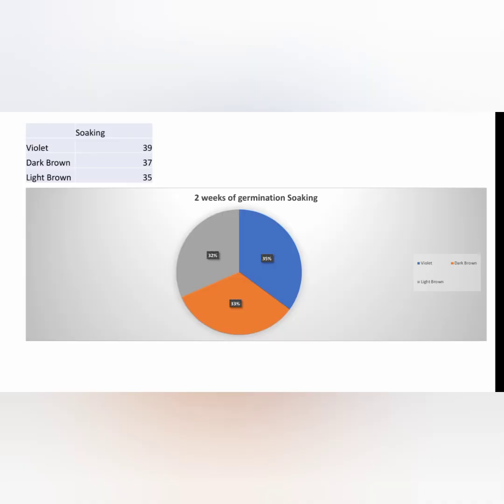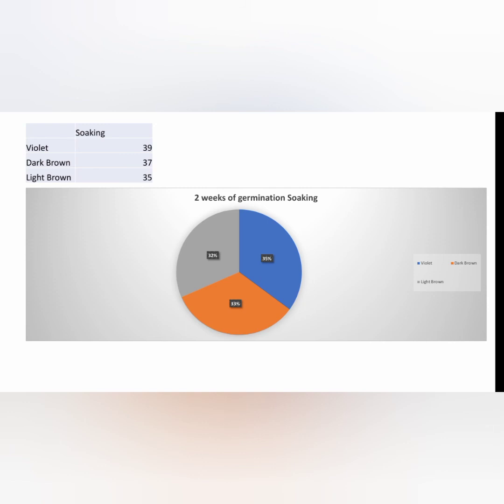But in terms of survival, we show here soaking. Soaking is under the survival rate. So it shows here for soaking, the color violet has 39, dark brown is 37, and light brown is 35. The violet was almost perfect, but it had one seed that was dead, and light brown is 35.